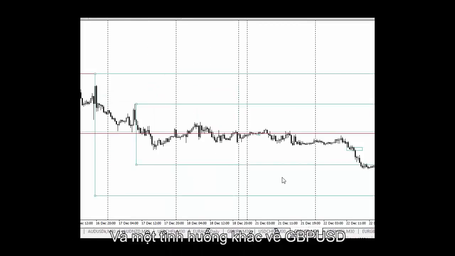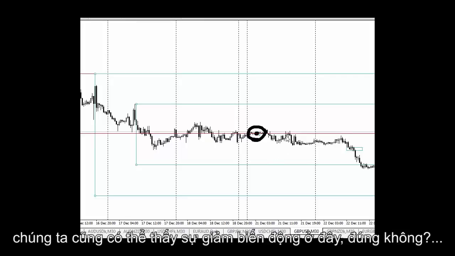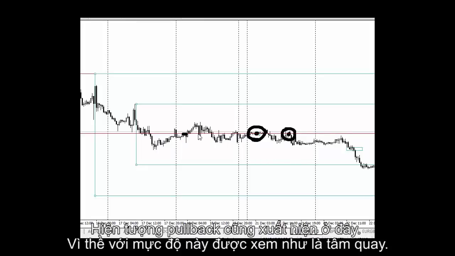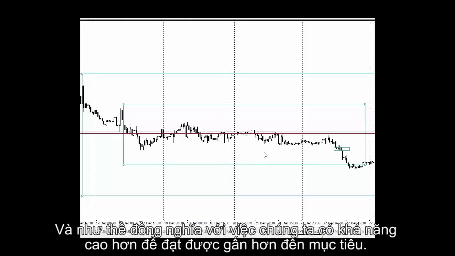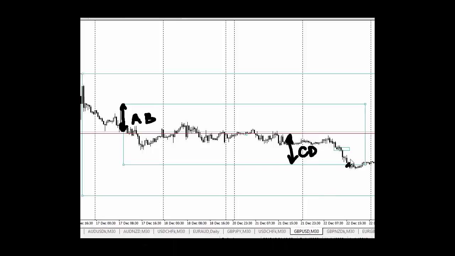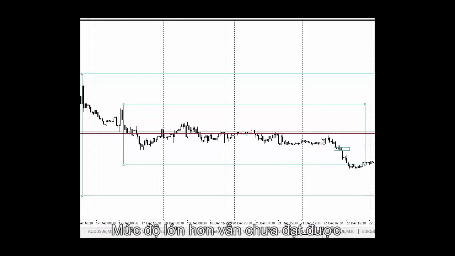And another situation on the British pound versus American dollar can show us that if we notice 1.4514 as a rotational center, you see a reduced volatility here. Okay, we have pullbacks here also. So this level serves as a rotational center. We can have also several targets, and the more probability we have of reaching the closer target. So a small trading range or small target, a small CD leg, is going to be achieved with greater probability than a larger one. The larger one is not achieved yet.